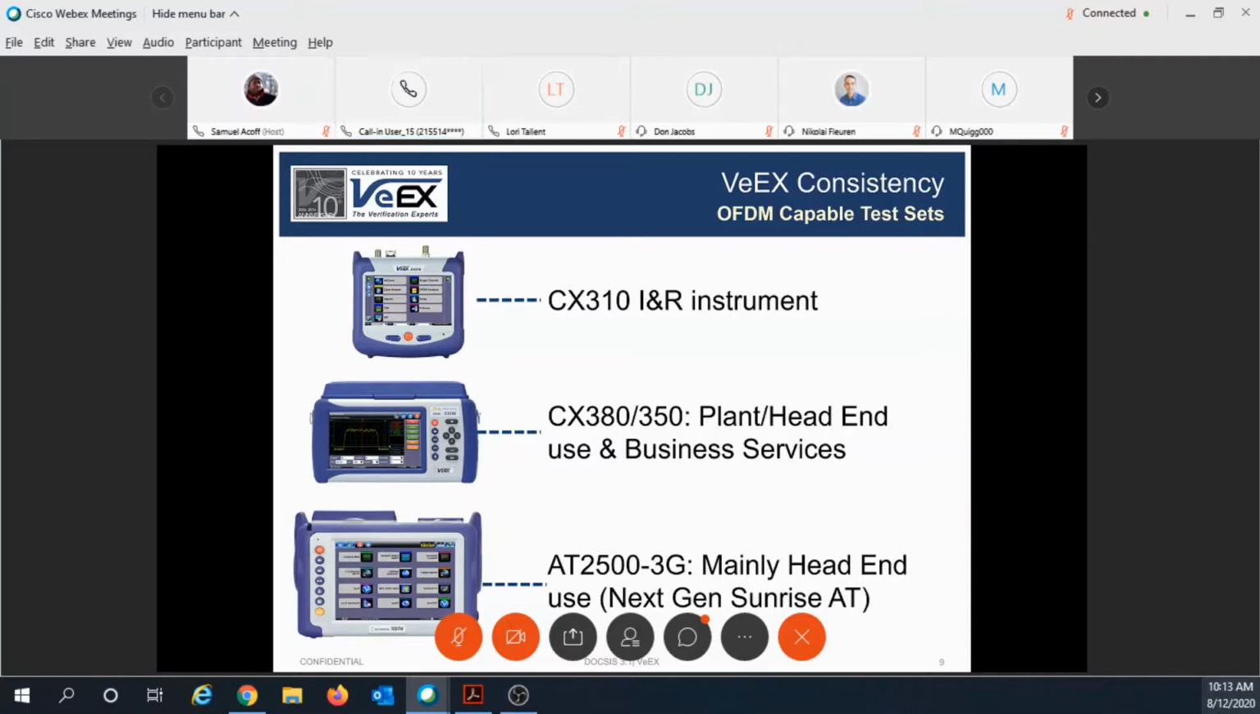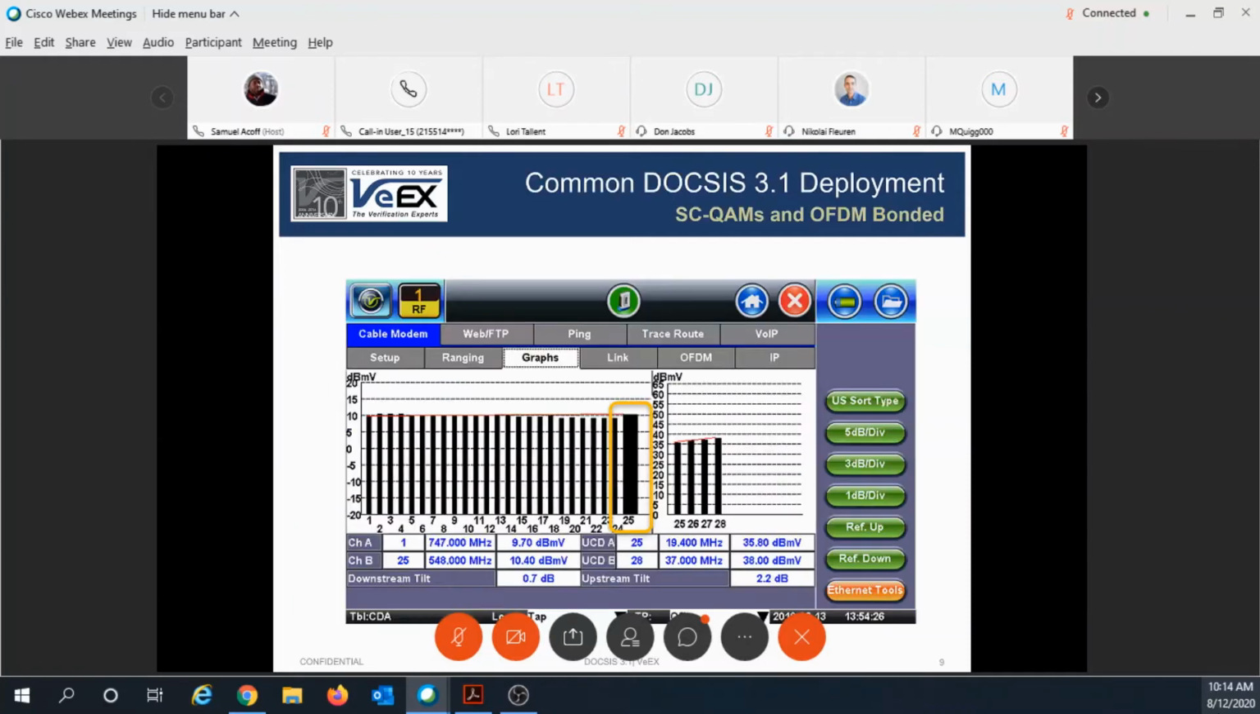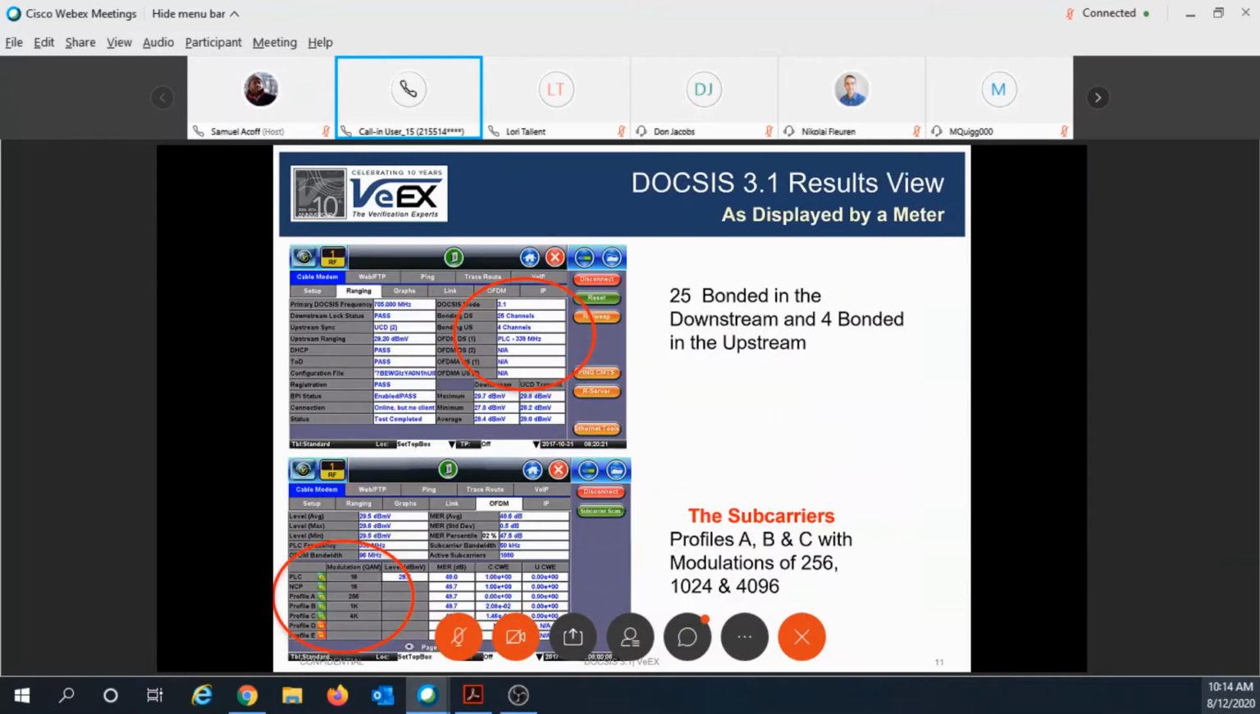Here we have a picture of a graphs tab. Now, really just have a highlight around the OFDM, in this case, channel 25. This particular MSO has 25x4 bonding, meaning they have 25 channels down, 24 single QAMs with an OFDM channel at the end there, and then 4 channels up. We're going to stick with the downstream measurements at this point, and we're really going to focus on the subcarriers. Down the bottom of this screen, there's a little table that indicates profiles.